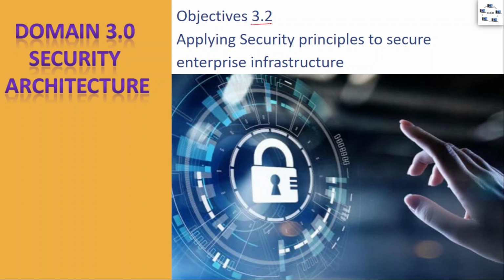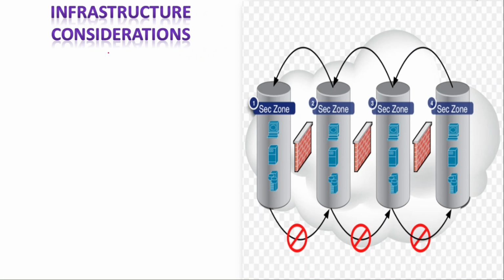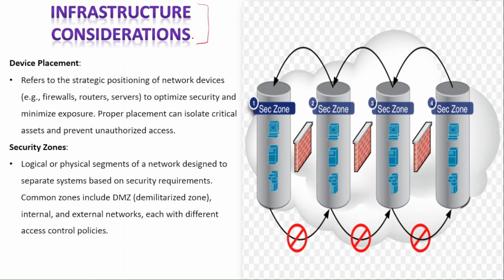Objective 3.2, applying security principles to secure enterprise infrastructure. Now we'll study some infrastructure considerations, and the first one is device placement. What do we mean by device placement? It refers to the strategic positioning of network devices, for example, firewalls, routers, servers, to optimize security and minimize exposure. Proper placement can isolate critical assets and prevent unauthorized access.